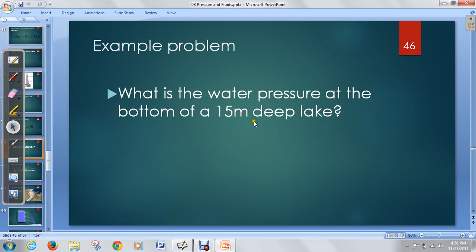So what is the water pressure at the bottom of a 15-meter deep lake? Okay, so if I want to find the pressure, that's going to be equal to P equals rho g h. In this case, we know that it's water, right? So if you remember, the density of water is 1,000 kilograms per meter cubed.